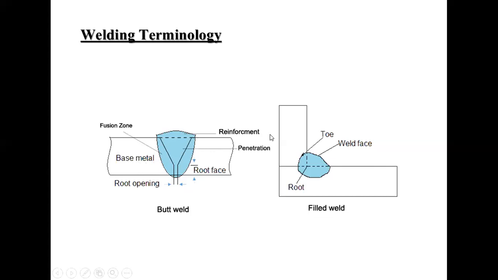This is a corner joint. We can see here also the points are there. Another point that is missing in this picture is the toe. Actually, toe is the junction of the weld bead and the base metal. That means this part, as shown here, is called toe. This is the main terminology of welding.